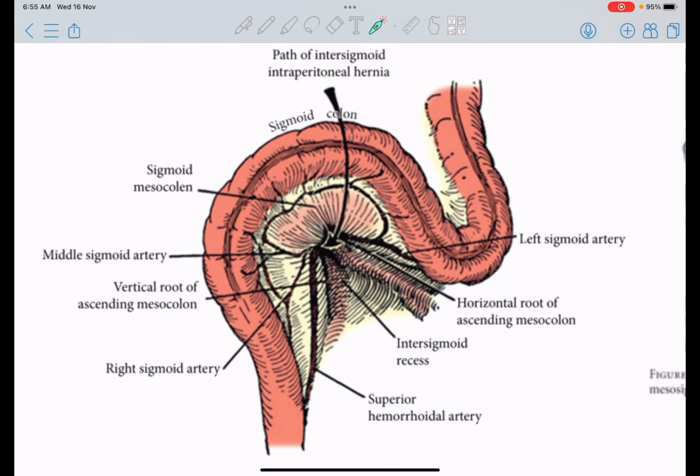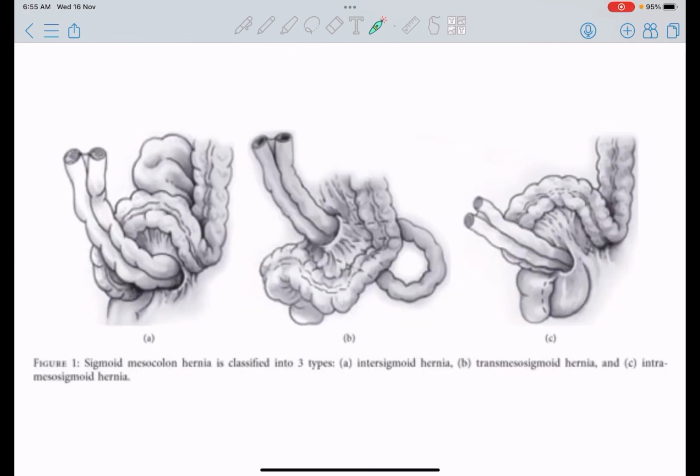That is how intersigmoid hernia is formed. After we have understood intersigmoid hernia, we can try to understand transmesosigmoid hernia and intramesosigmoid hernia. In intersigmoid hernia, the bowel comes behind the sigmoid colon and goes towards the peritoneal cavity like this. In transmesosigmoid hernia, the bowel loop protrudes out through a mesenteric defect behind the sigmoid mesocolon like this.